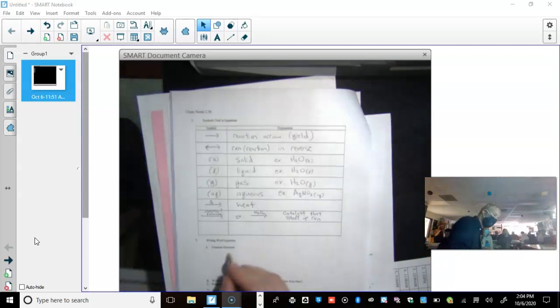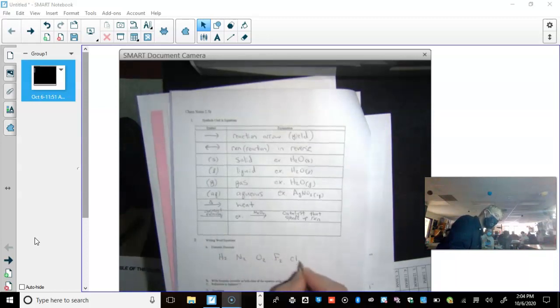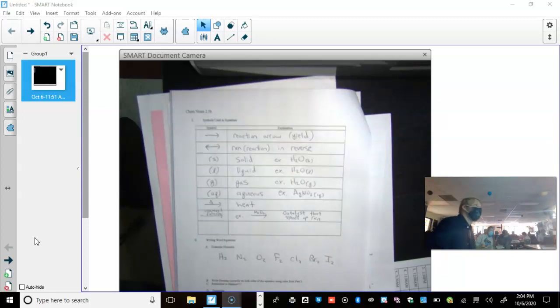All right. So we write that down. There's H2, N2, O2, F2, Cl2, Br2, and I2. Those are the 7 diatomic elements. So, if you see something written as hydrogen gas, it's got to be written as H2. But if you see something as, I don't know, hydrogen bromide, it's not necessarily going to be H2.